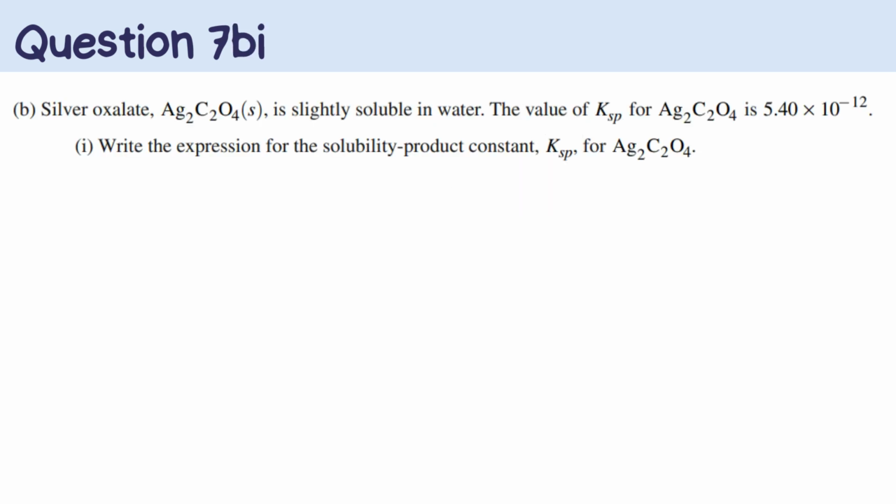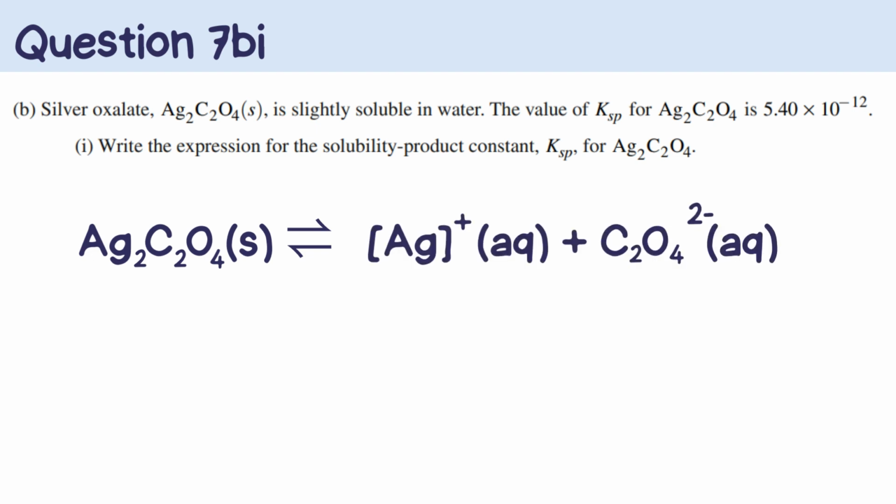Next up, for part 1 of 7b, we have silver oxalate, and we have to write the expression for Ksp. Ksp shows the solid and what it will break into when dissolving in water. Because this is partially soluble in water, it will start off with the solid silver oxalate, and it will then be in equilibrium with the silver ion and the oxalate ion, and they will both be aqueous, just because they are dissolved in water. We also need to balance this equation, so I'm going to place a 2 in front of the silver, which will make this balanced.